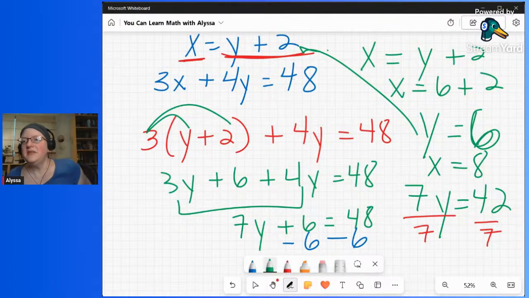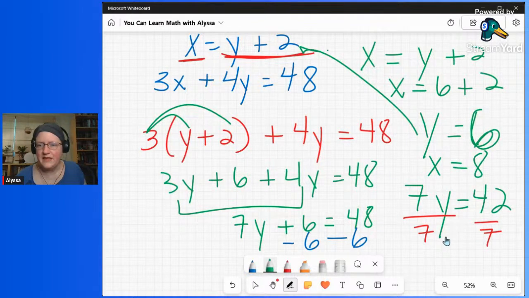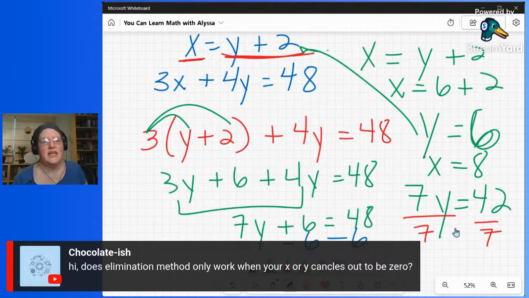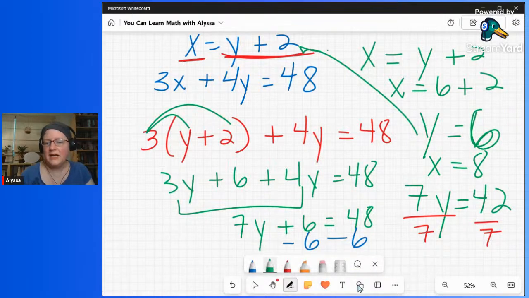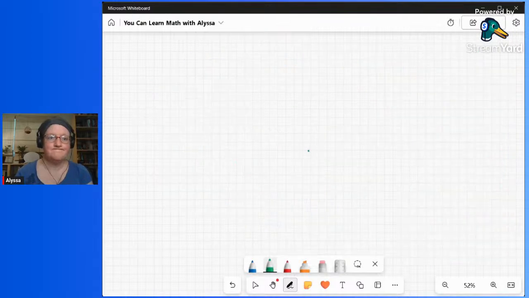Okay, it says, hi, does elimination method only work when your x or y cancels out to be 0? Let's see there. Yes, it only works when the x or y cancels out to be 0. Absolutely. The reason why is if it doesn't, you're still left with 2 variables.